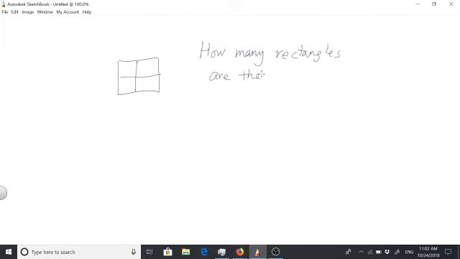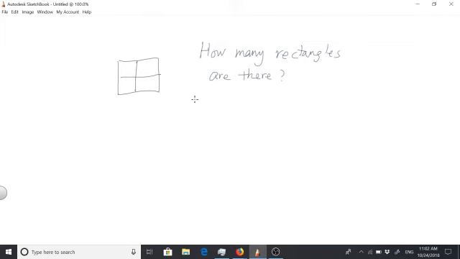Let's look at this graph. Okay, so the question is, in this graph, how many rectangles are there? All right, are you ready to give an answer? So how many rectangles are there?